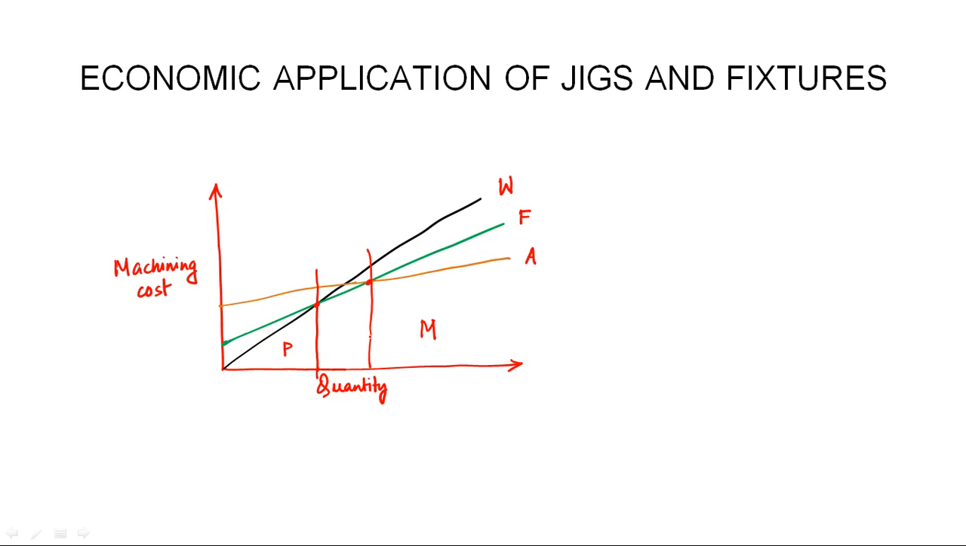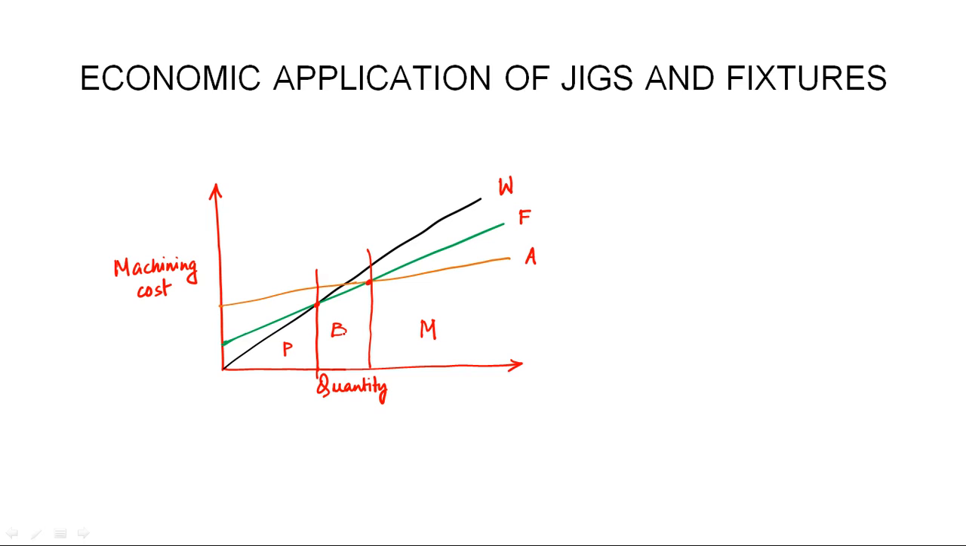That means if we go for a huge number of production, we should use automatic machines. But in between these two zones, suppose the number of production is more than 50 but less than 500, in that case we can use fixtures, and this zone will be called batch production.